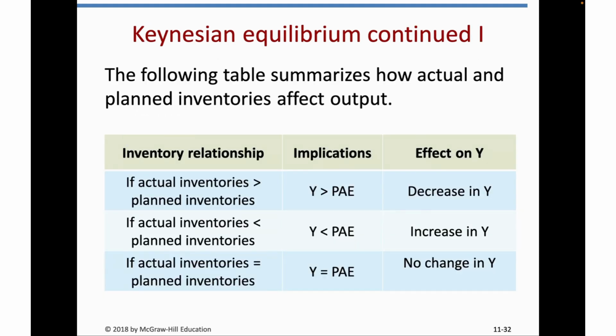When Y, or output or income, is greater than the PAE, meaning actual inventories are greater than planned inventories, like it says here, then the firm knows to reduce its inventory for the next period so as to be at the best economic standing and highest possible GDP production.